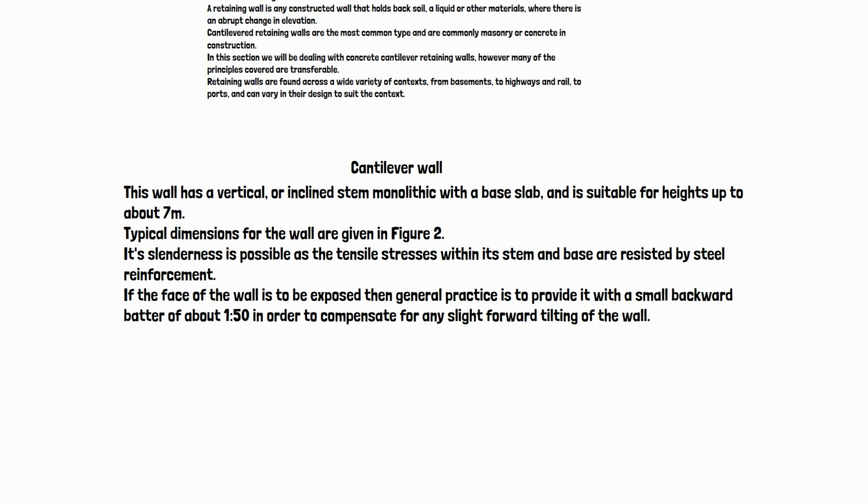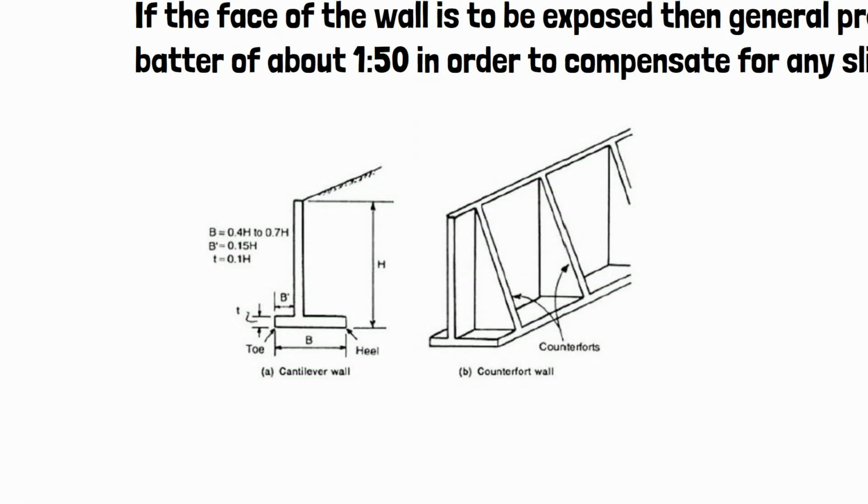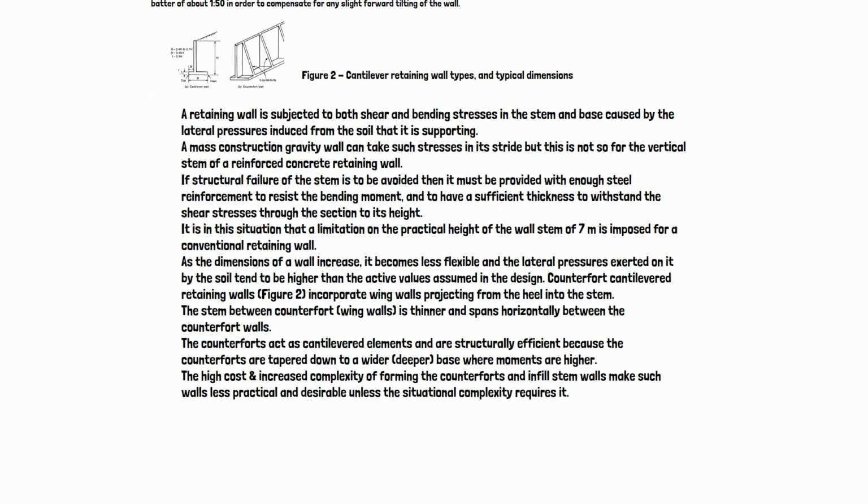If the face of the wall is to be exposed, then general practice is to provide it with a small backward batter of about 1:50 in order to compensate for any slight forward tilting of the wall. So you can see figure 2, which shows typical dimensions for a cantilever retaining wall, and there are two types of cantilever retaining wall, that is the cantilever wall and the counterfort wall, as you can see.